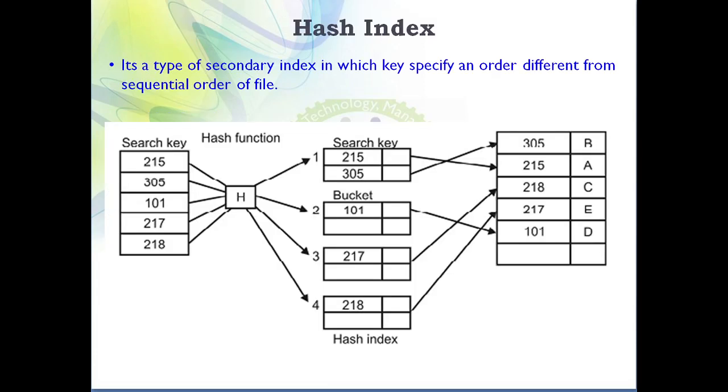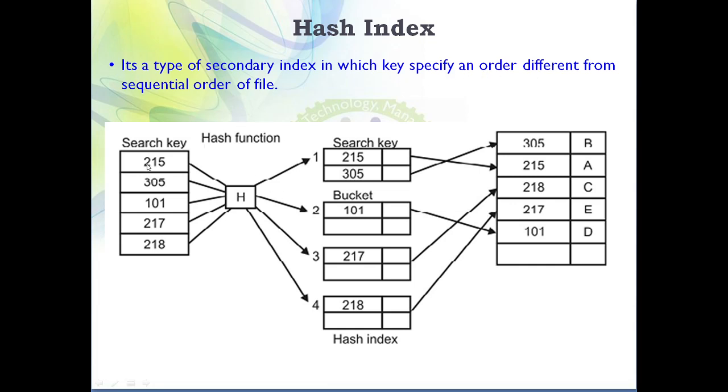Now the next concept is hash index. The concept of indexing and hashing merge together to form the concept of hash index. It is a type of secondary index in which keys specify an order different from sequential order. We discussed the types of indexing: primary index, secondary index, cluster index. So hash index is a type of secondary index in which keys specify an order different from sequential order.